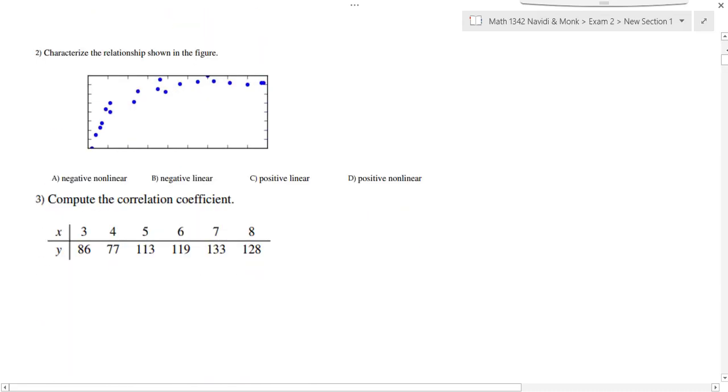Number 2 is characteristics of the relationship shown in the figure. Looking at this scatter plot, would you say that this is a negative nonlinear relationship, negative linear relationship, positive linear relationship, or positive nonlinear relationship? Look at the shape of these dots here. It's positive nonlinear, positive because as you move from left to right it's going up, and it's not in a straight line, so it's nonlinear.